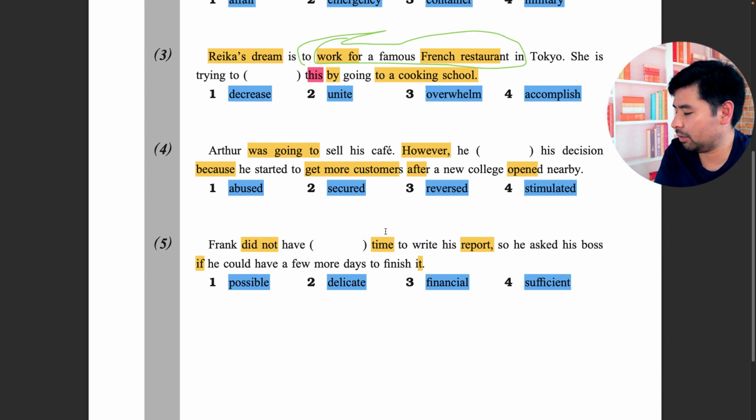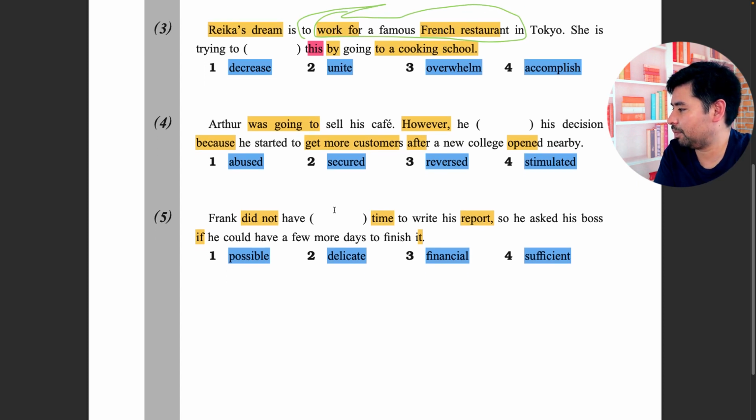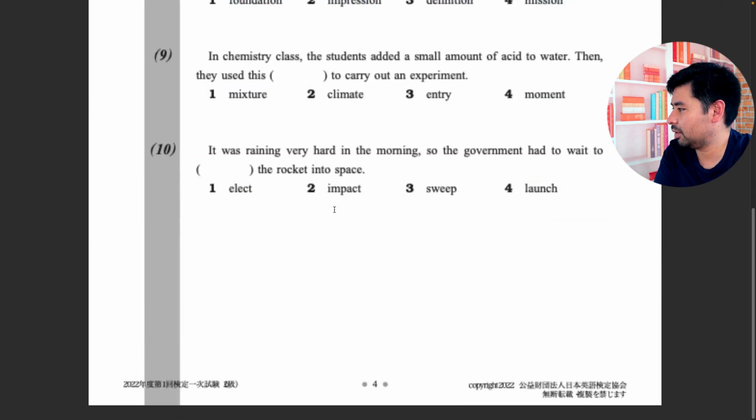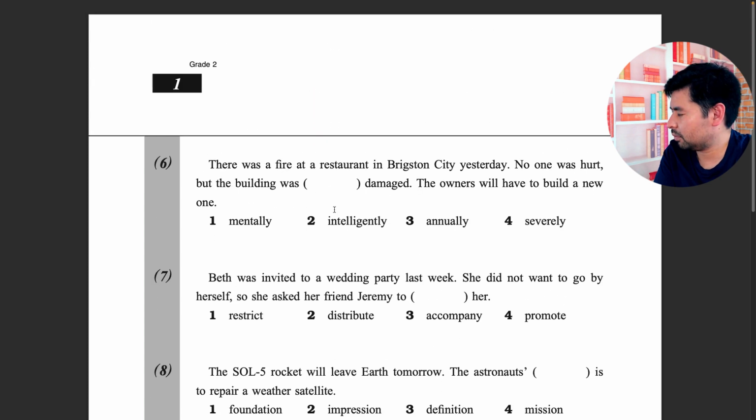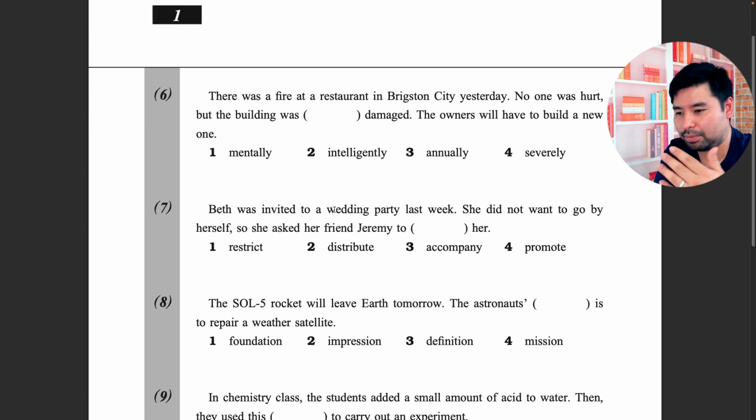Let me know. Okay, so if you have no problem, let's go to the next page. Ooh, number 6. So follow me. There was a fire at a restaurant in Brixton. Maybe Brighton, Brixton, I don't know how to pronounce that correctly, but it's a city. Yesterday, no one was hurt.